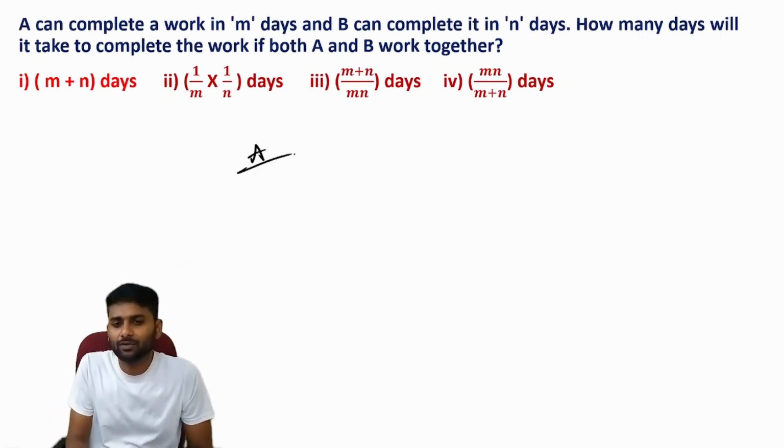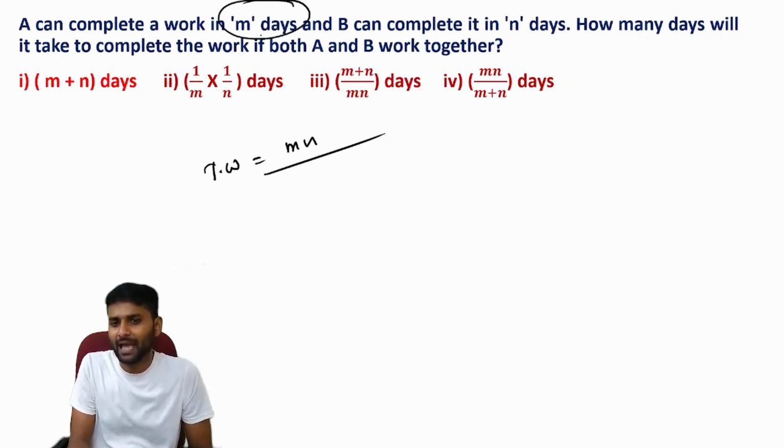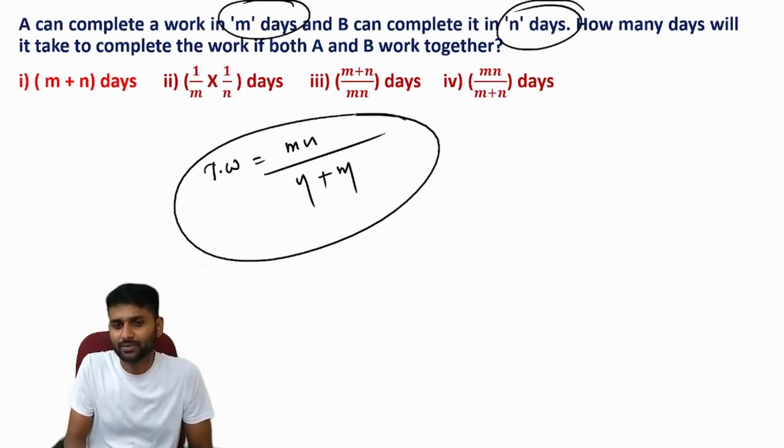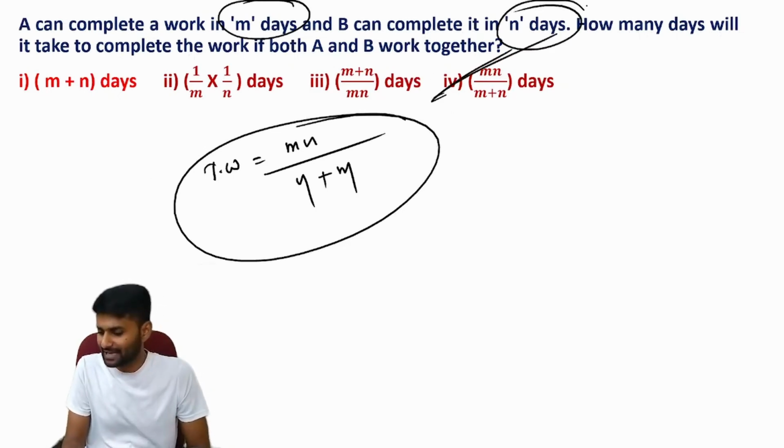Now see, A completes the work in M days, B completes the work in N days. So if both work together, how much time will it take? What is the total work? LCM of M and N. So MN is the total work. Completed by A in M days, so here efficiency is N units. MN work completed by B in N days, here efficiency is M units. Now here the total work is equal to MN by M plus N days.